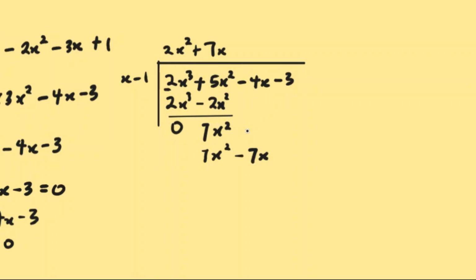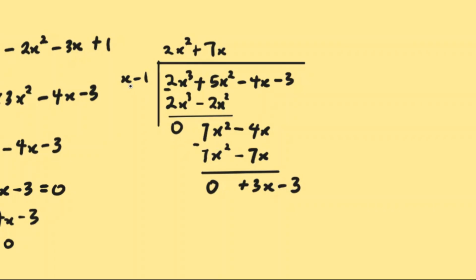So don't forget, we'll bring down minus 4x. Then we subtract again. So again, 7x squared minus 7x squared will give us 0. Minus 4 minus minus 7, that's minus 4 plus 7, and that's 7 minus 4, which will give us 3x. So we'll bring down minus 3.